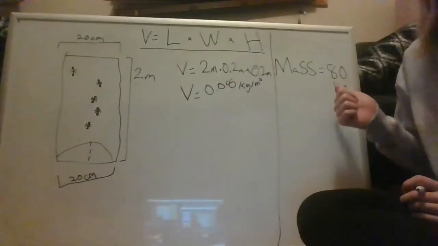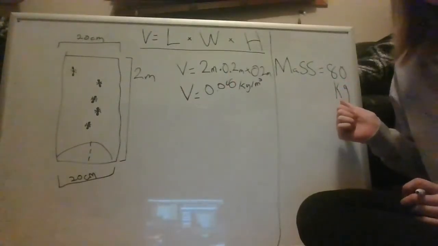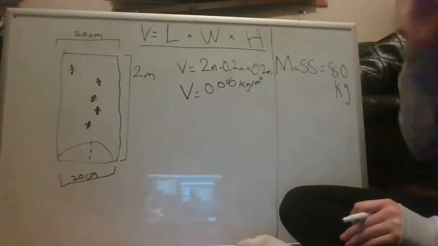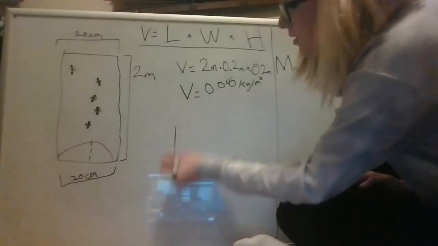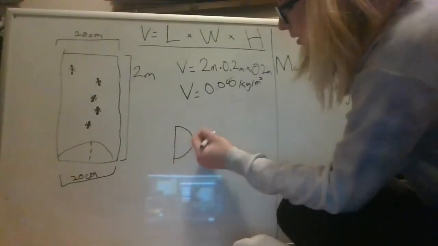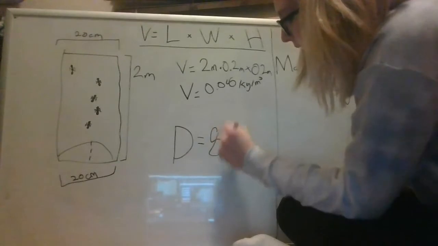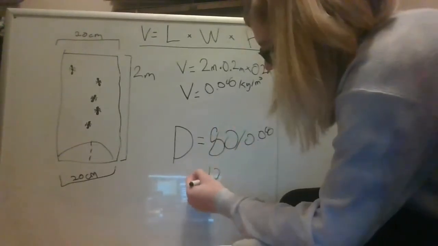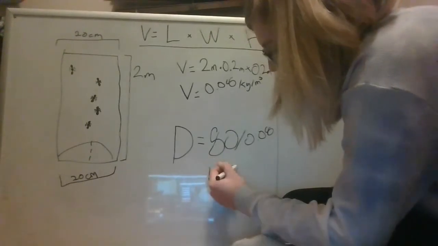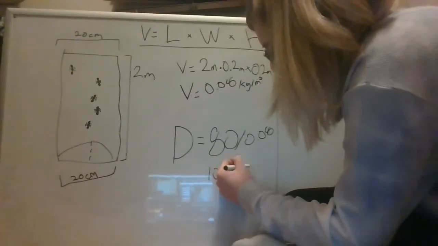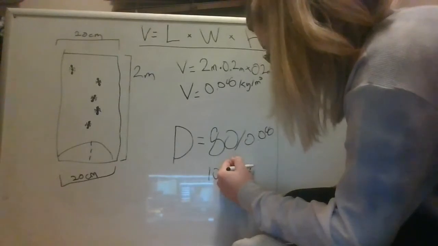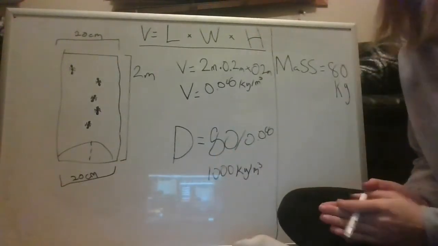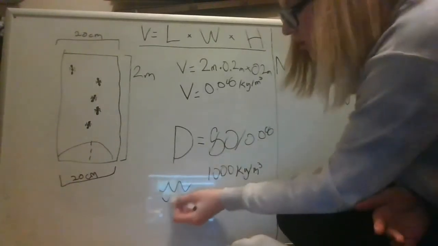We know his mass to be 80 kilograms, so we now know Ant-Man's normal volume and his mass. We plug those into the equation for density, which is mass divided by volume. So 80 divided by 0.08, which is going to give us 1,000 kilograms per meter cubed. This is the density of water and of normal humans.